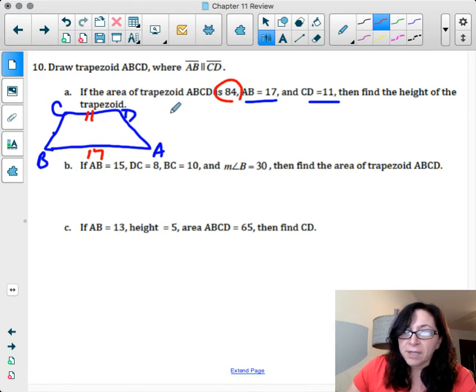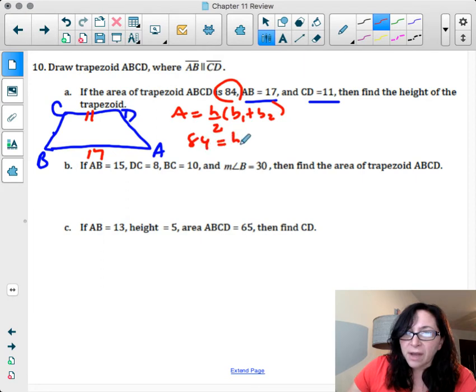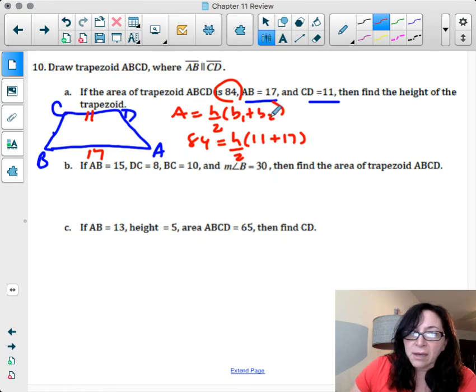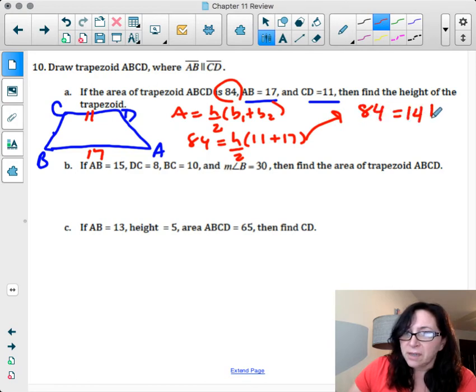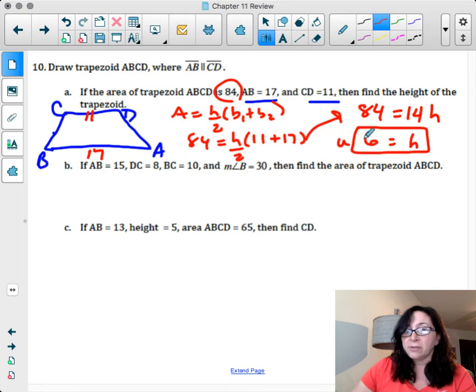So for my formula, let's see, area equals height divided by 2 times the sum of the bases. So I'm going to say 84 is equal to the height divided by 2 times 11 plus 17. What is that, 28? Half of 28 is 14. And so then I have, let's see, move that up here. So I have 84 is equal to 14 times my height. Height then is equal to 6. Divide that out. Okay, so it's 6 units.